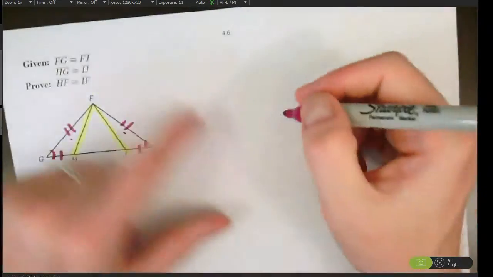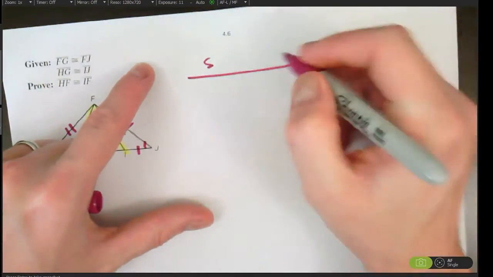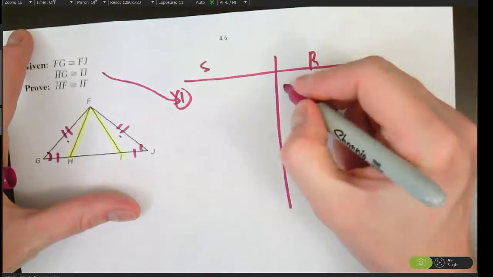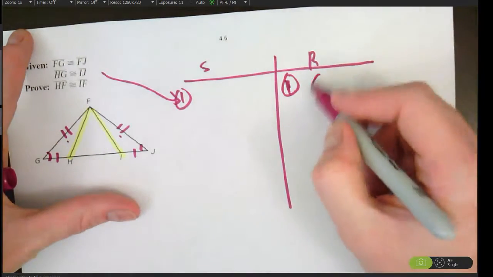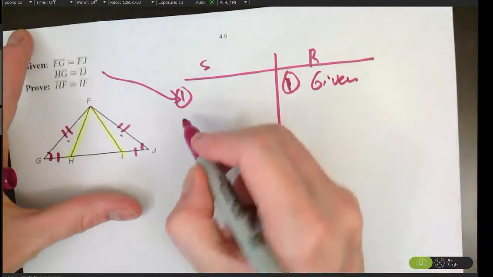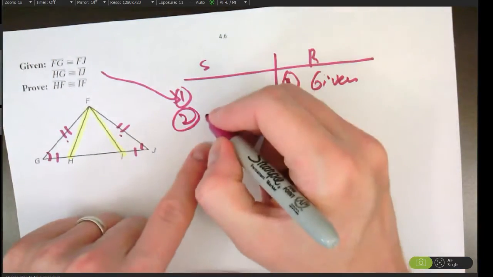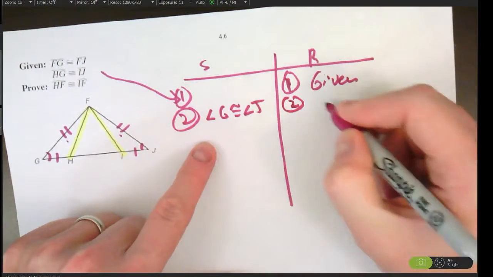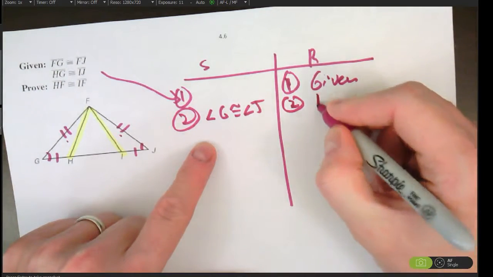So, let's jump into the proof then. So 1 is all the given stuff. It's late tonight and I'm feeling lazy. Okay, step 2 is that angle G is congruent to angle J by the isosceles triangle theorem.